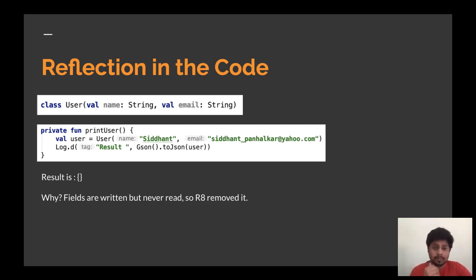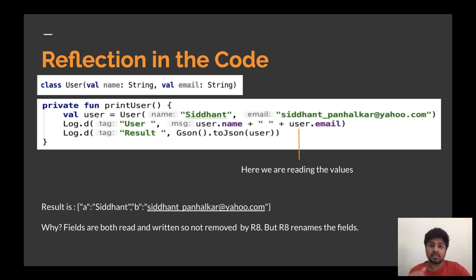So now we add a log to read the fields. Now we have the result with field names A and B. But now why? Because now the fields are both written and read, so they're not removed by R8, but renamed by R8 to a smaller name. So how to fix this?